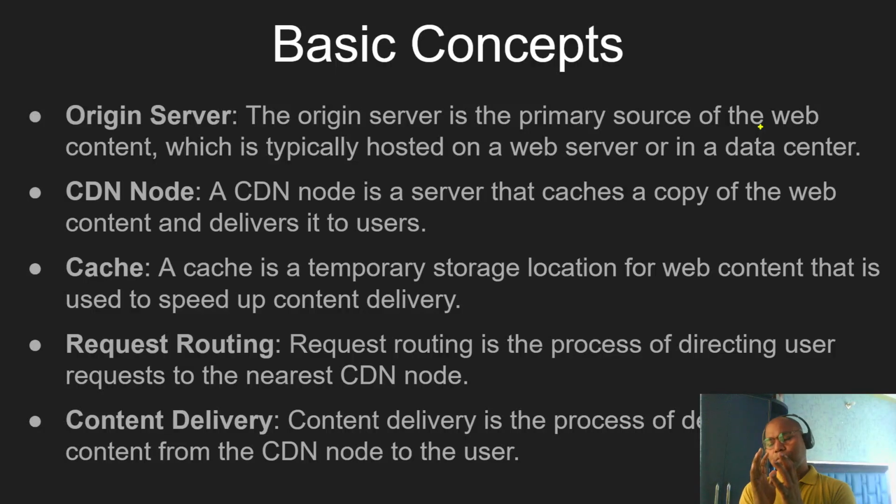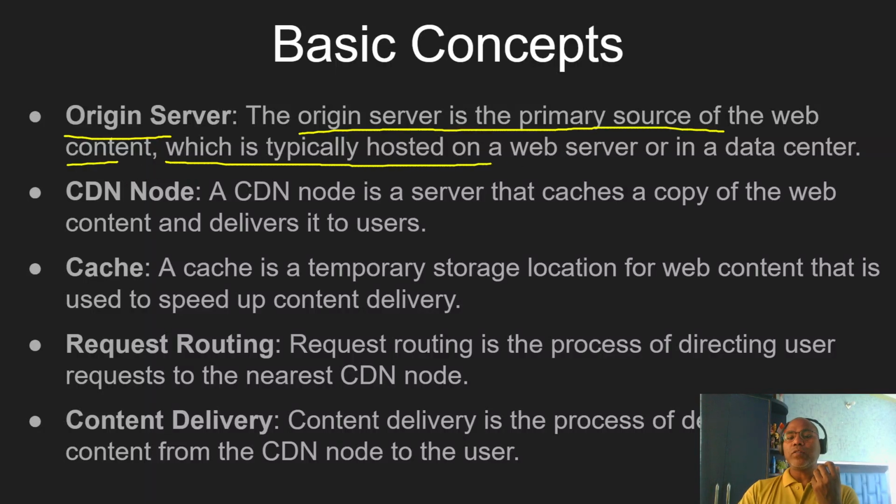In the case of CDN, there is some basic terminology you should know. Generally, with any CDN, we have an application server, the origin server. The origin server is the primary source of the web content, which is typically hosted on a web server or in a data center. So one server, your main application, has the original copy of all your content.